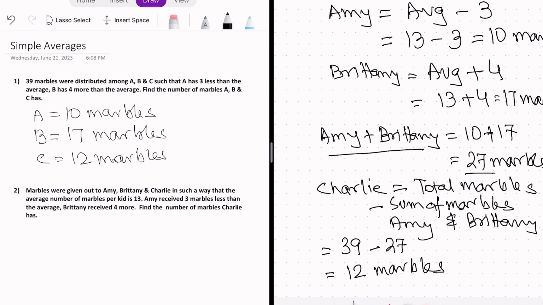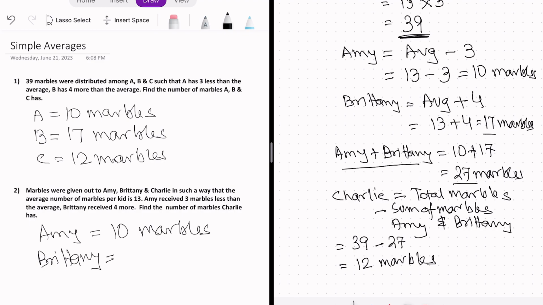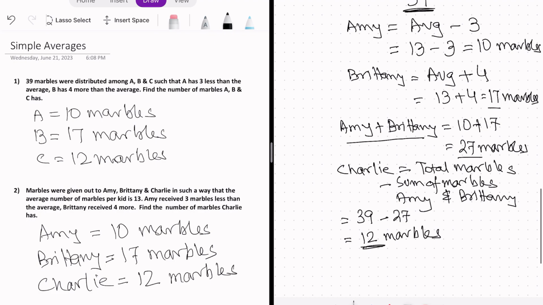So we know Charlie has 12, right? So let's put down the answers here. Amy has 10 marbles. Brittany has 17 marbles. And finally Charlie has 12 marbles. And just to cross check this, if you add up all these, you will get 39, which is the total, and the average, which is 13.